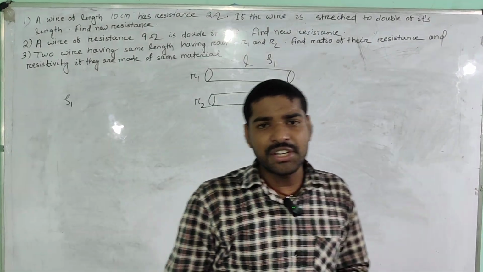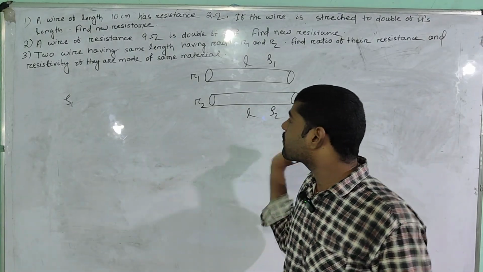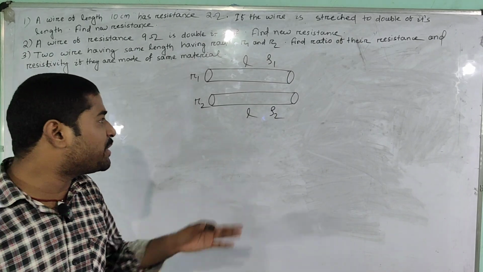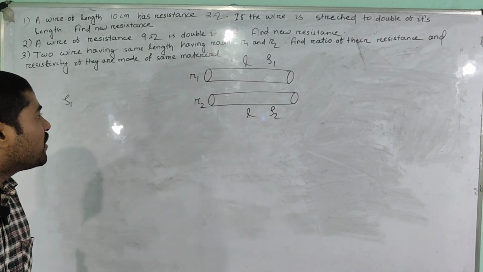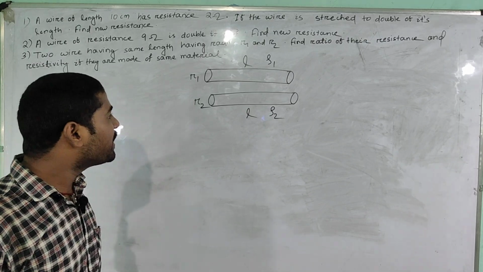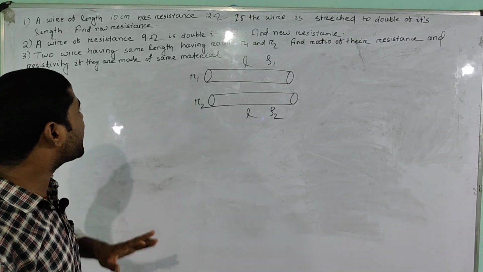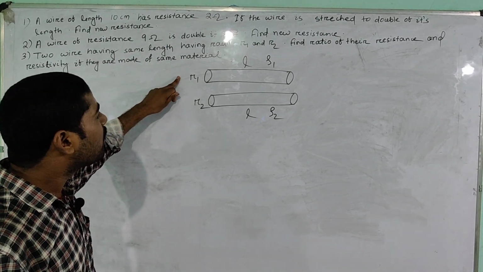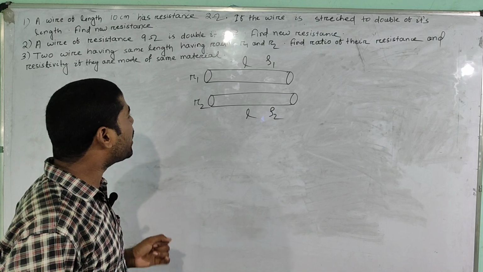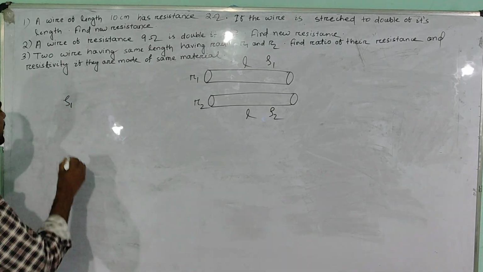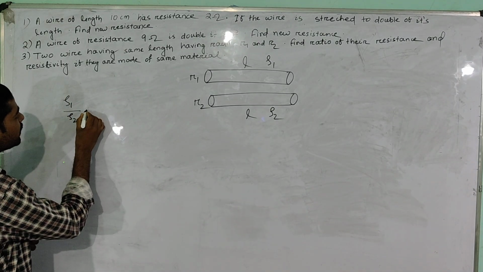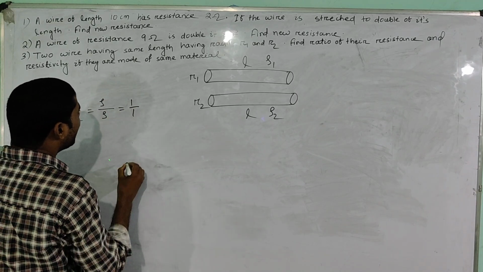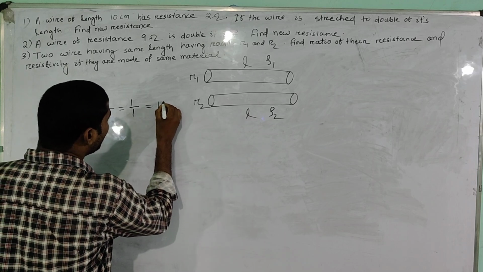Resistivity does not depend upon length and area. Resistivity depends upon the material. So the resistivity for these two cases is equal. So the ratio of resistivity for wire 1 and wire 2 is 1:1. That is rho 1 by rho 2 equal to rho by rho, that is 1 by 1, and this ratio is 1:1.